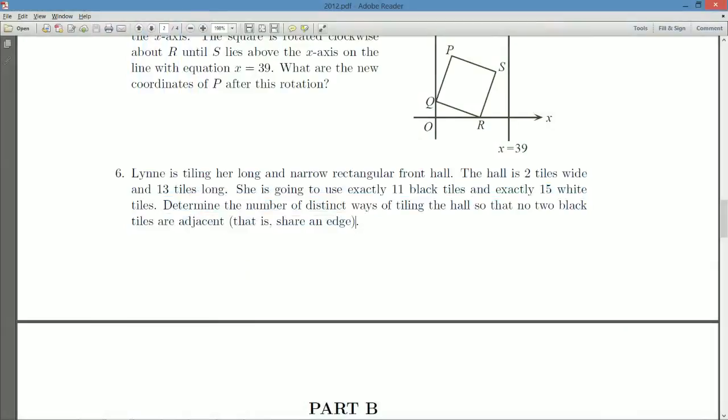crack on. Lynn is tiling her long and narrow rectangular front hall. The hall is 2 tiles wide and 13 tiles long. She's going to use exactly 11 black tiles and exactly 15 white tiles. So 2 times 13, we need 26 tiles, 11 plus 15, so that's enough tiles. Determine the number of distinct ways of tiling the hall so that no 2 black tiles are adjacent. And by adjacency, they mean cannot share an edge.